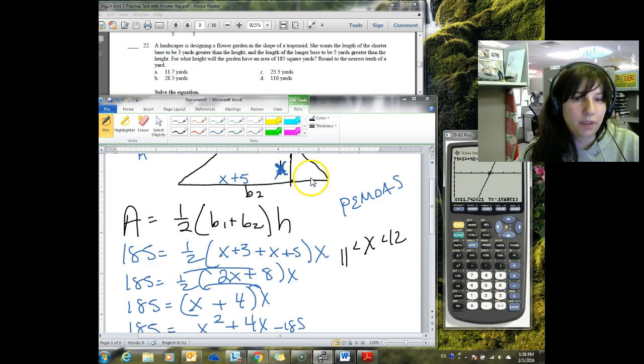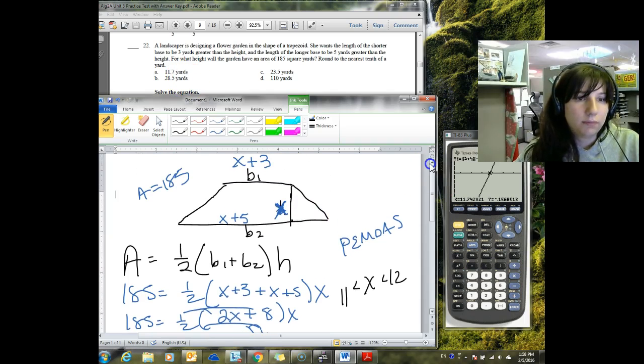So your answer is A. This height, if you want to have an area of 185 for your garden, you need 11.7 yards there.